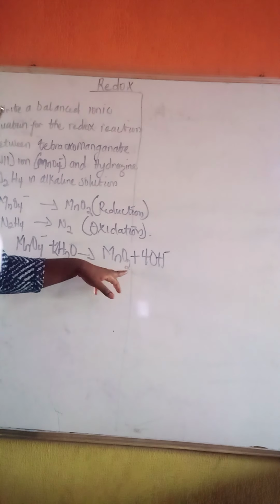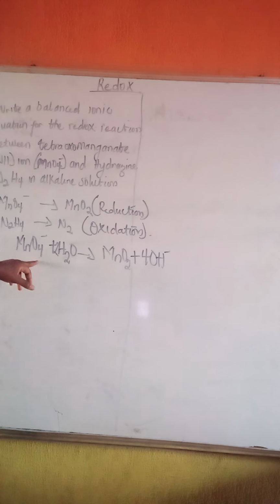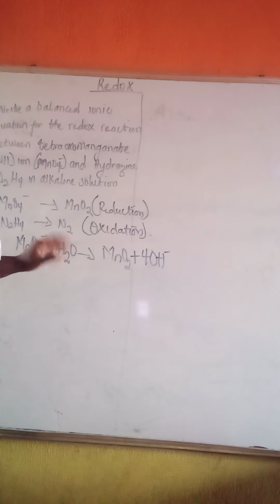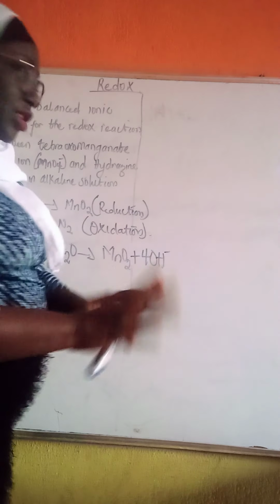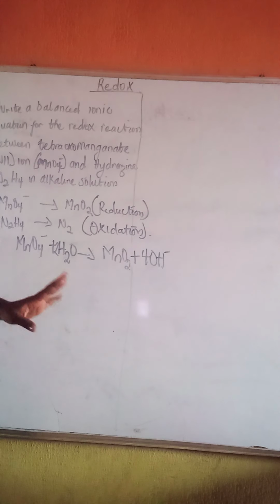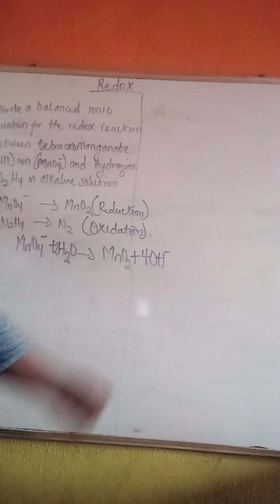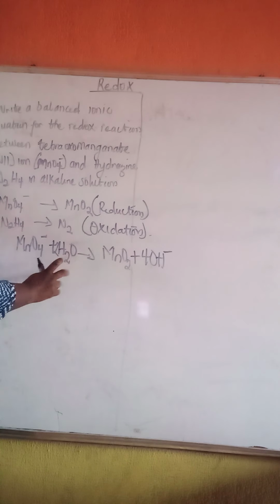So let's look at it. Oxygen is 2 here, 4 here, making it 6. Oxygen is 2 here, 4 here, making it 6. Hydrogen is 4 here, and 2 times 2, 4 here. So it is balanced. Both the hydrogen and the oxygen are balanced. Now let's go to the charges. Look at it here. We have -1, and here we have -4. So which side has the highest number of charge? This side.